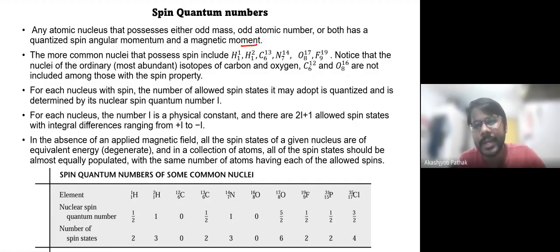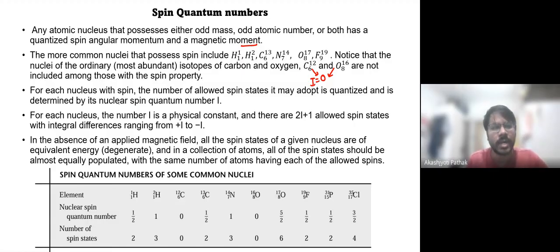Notice that nuclei of the ordinary isotopes of carbon and oxygen are not included. The ordinary isotopes are 12C, which is the most abundant isotope of carbon, and 16O, which is the most abundant isotope of oxygen. So they are not included among those with the spin property. Here the atomic number is even and the mass number is also even, so both these nuclei have spin quantum number 0. Okay, I equal to 0.